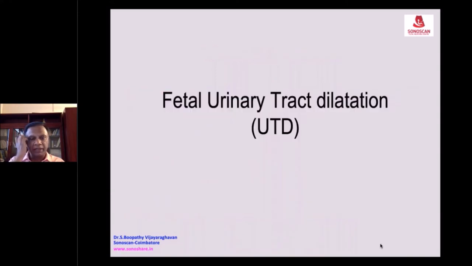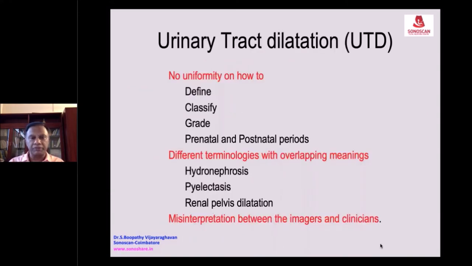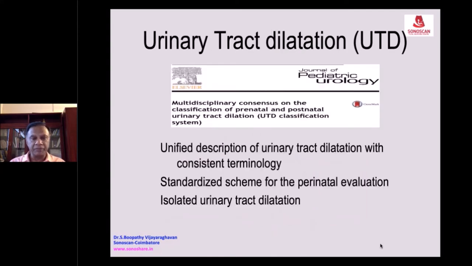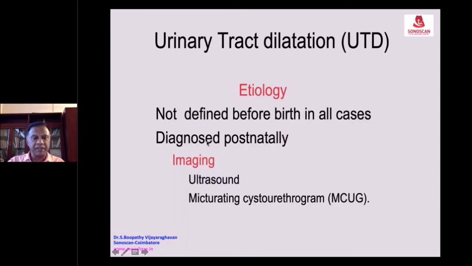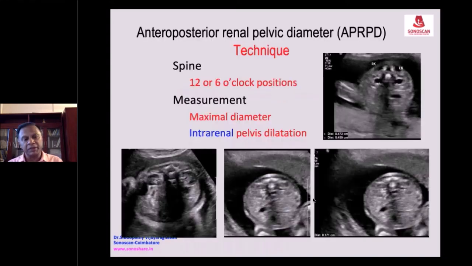So that is the technique of looking at uniformity on how to define the dilatation, classify the dilatation, and grade the dilatation, attempted by this multidisciplinary consensus on the classification. Vesicoureteric reflux is more common, 10 to 40%, and there may be very rare causes like ectopic ureteric opening, duplex collecting system, urethral atresia, etc. To approach the fetus, the diagnosis extends postnatally, and it is done by imaging, ultrasound, urinary.